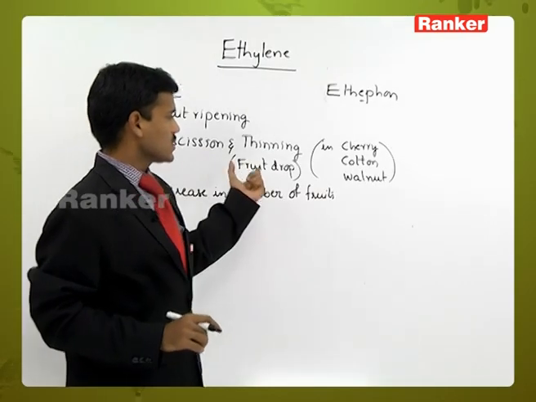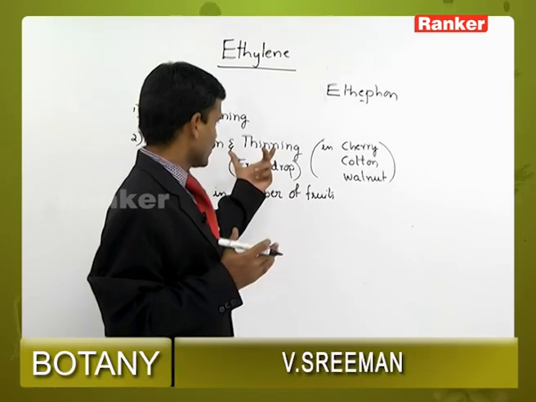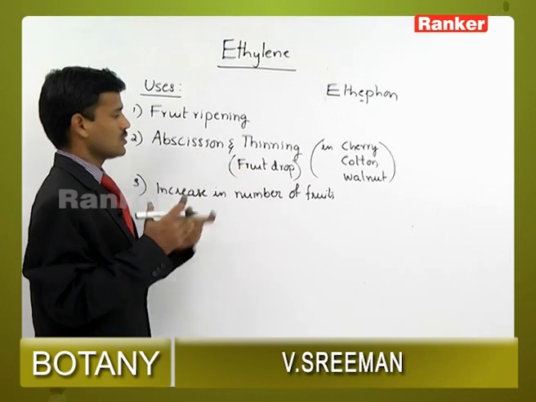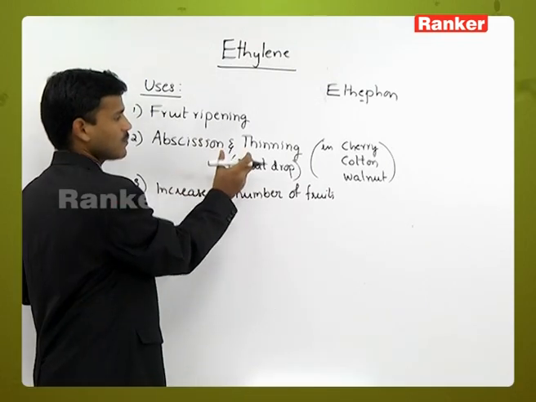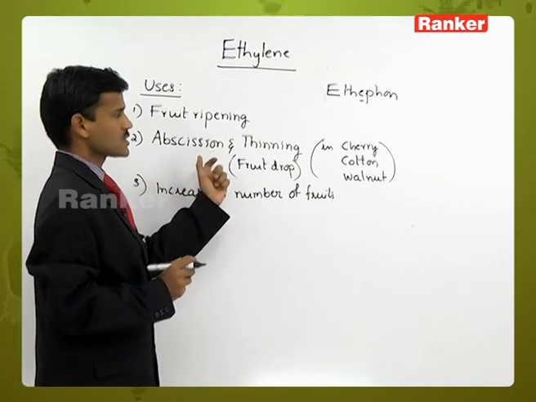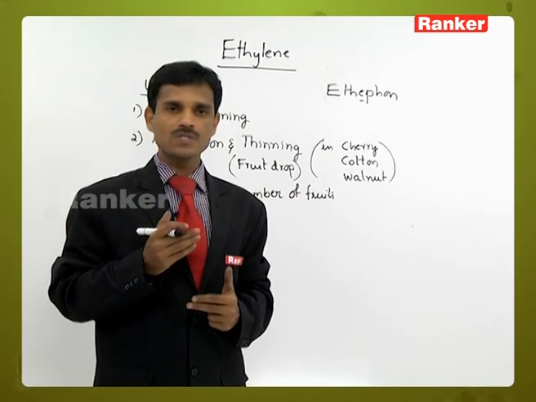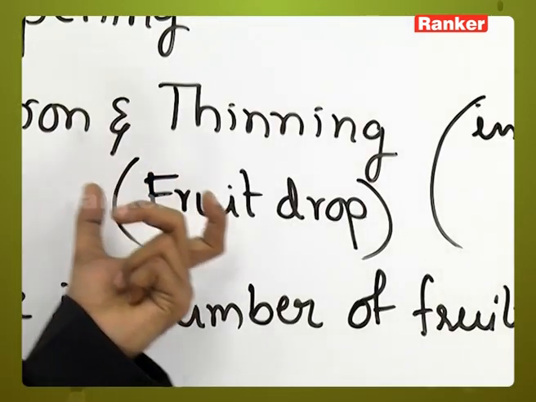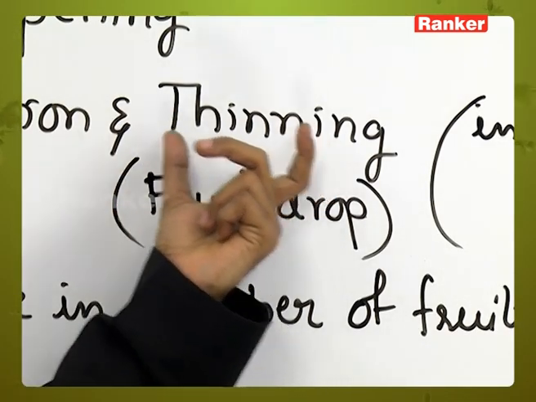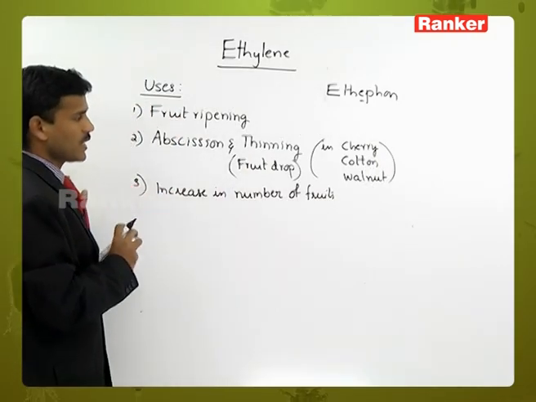If the fruits are dropped from the plant body, very few fruits are present. It is a thinning process. Due to the effect of ethylene, a larger number of fruits fall off. That's why thinning is observed, and very few fruits are present on the plant.